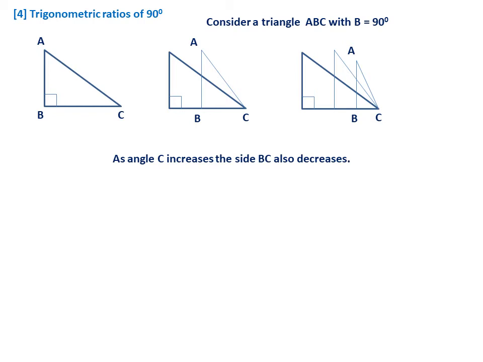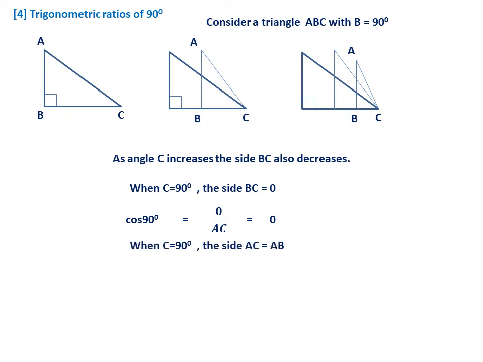Therefore, as angle C increases, the side BC also decreases. Now, when C is 90 degree, exactly when AC becomes vertical, B will go to C. It merges with C, coincides with C. Therefore, BC becomes 0. Therefore, what is cos 90? Cos 90 will be adjacent BC, 0, by AC, so it is 0.